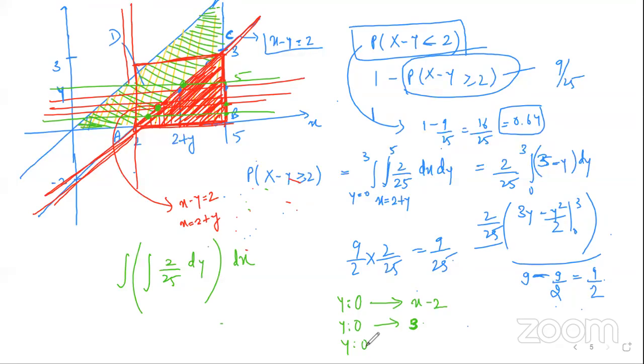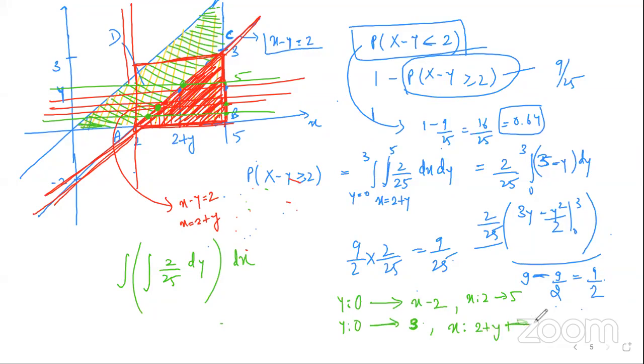Y varying from 2 to 5. Okay, so x varying from 2 to 5. You are saying y is from 0 to 3 and x is from 2 to 5. No, y varying from 0 to x minus 2, x varying from 2 to 5. Okay, this is what you are saying. If y is varying from 0 to 3, what should your x vary from? Okay, so if y is varying from 0 to 3, 2 plus y to 5, you are saying.